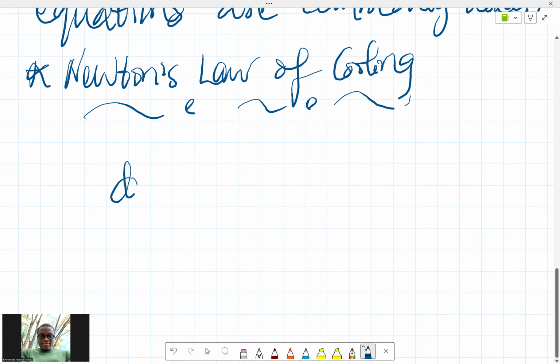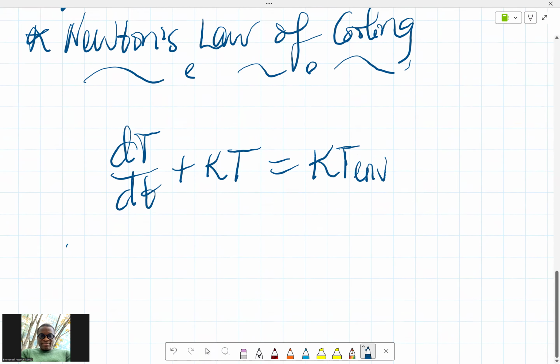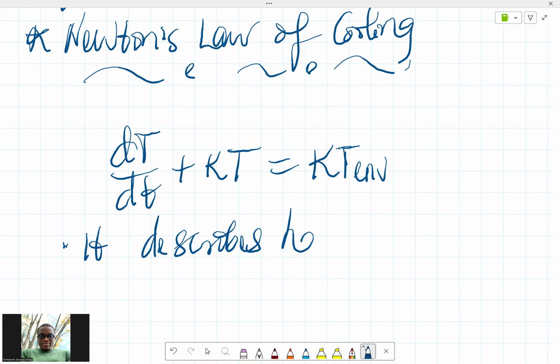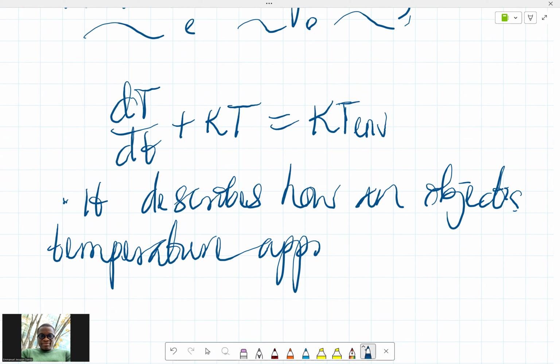So here you have dT/dt + kT = kT_env, where T_env is the environmental temperature. This describes how an object's temperature approaches the ambient temperature. That's Newton's law of cooling. It describes how an object's temperature approaches the ambient temperature.